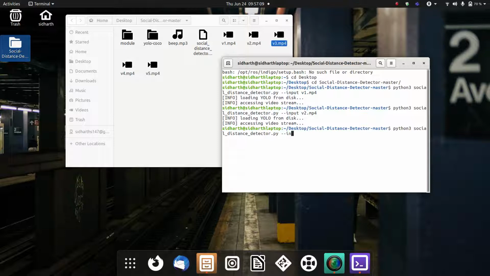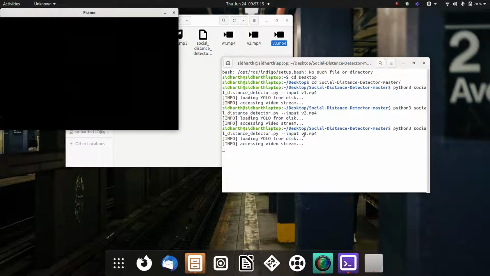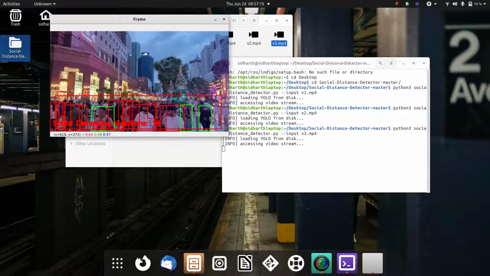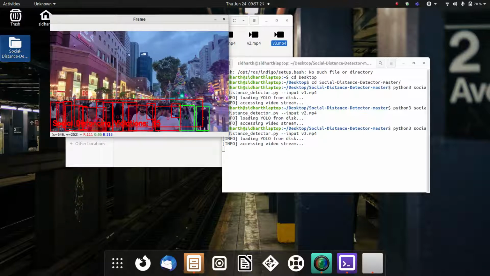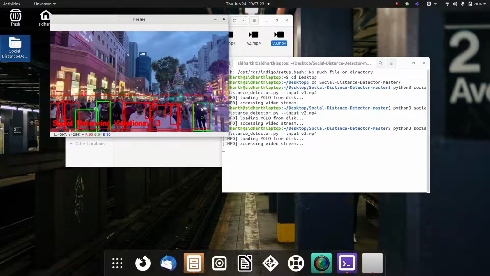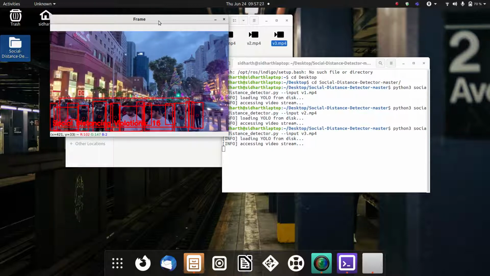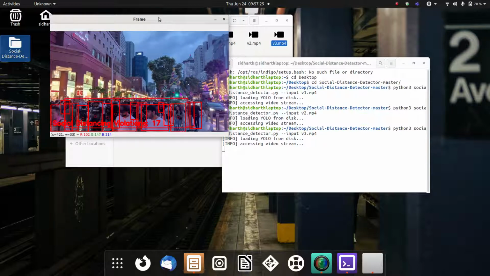Let's run it using the Python 3 command and provide to it as input the v3.mp4 file. As you can see, there's an immense amount of crowding in this particular area. The alarm has been switched off because there's an immense amount of change in social distancing violations, and therefore it has not been on for this particular scenario.